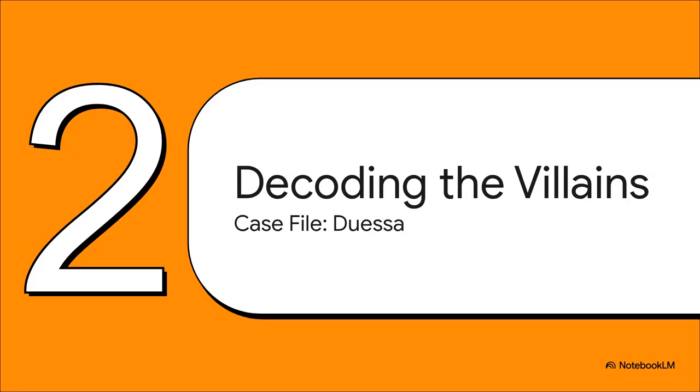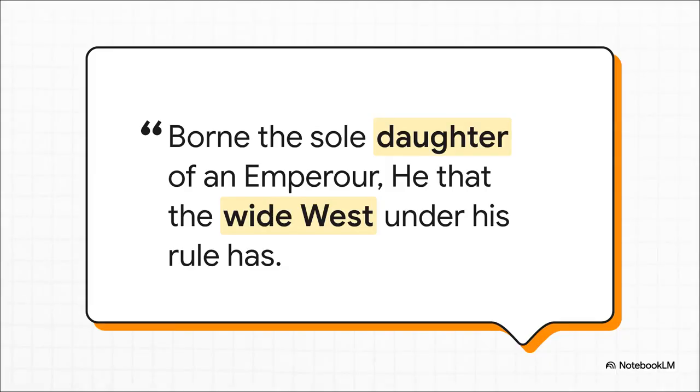Okay, time to put on our detective hats. When you're trying to crack a code, you always start with the biggest, most obvious clues, right? Well, in The Faerie Queene, that means starting with the villains, and our first person of interest is the beautiful but seriously evil sorceress Duessa. So in the poem, Duessa makes this huge claim about where she comes from. She says her dad is this powerful emperor who rules the entire wide West, and his throne is right there on the Tiber River.